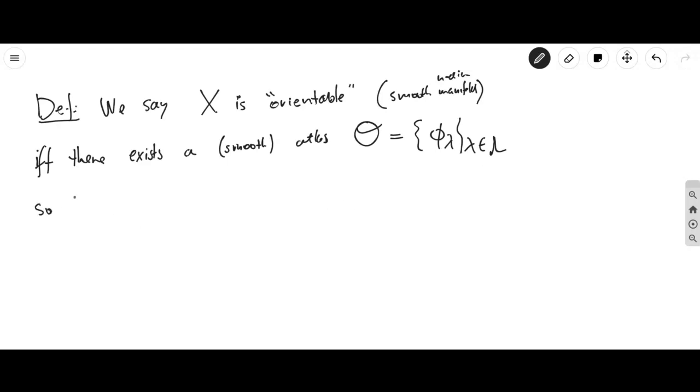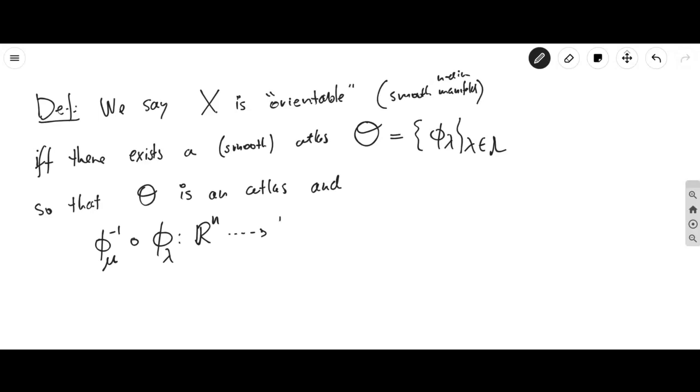With the property so that O is an atlas, right? We want it to be an atlas. And if you take the change of coordinate functions, then there'll be a map from an open subset of Rn to another open subset of Rn. So this is a diffeomorphism between two open subsets of Rn. This is a smooth map between two open subsets of Rn. This is the change of coordinate mapping.